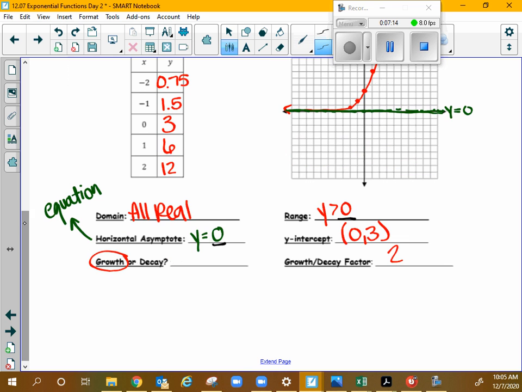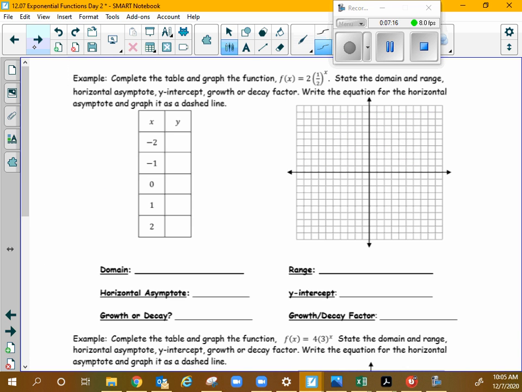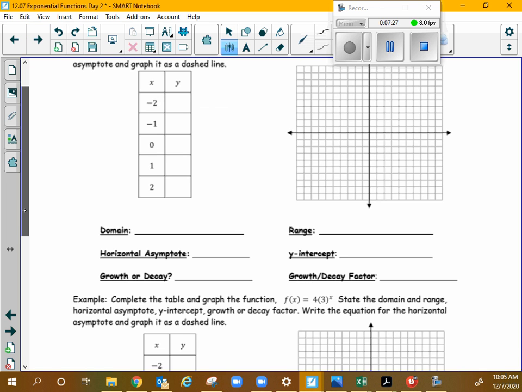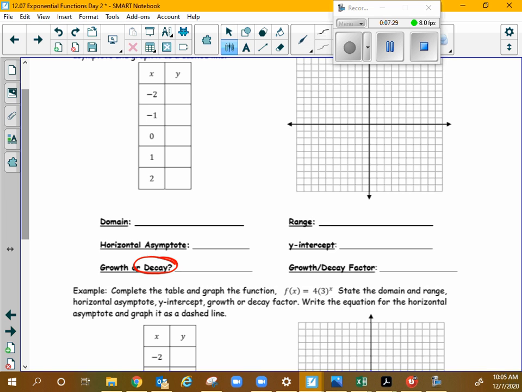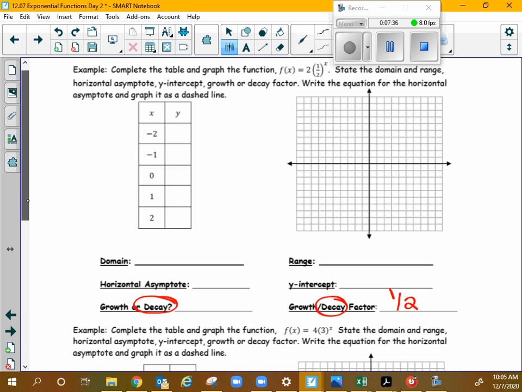Okay, let's look at another one. 2 times 1/2 to the power of x. What do we know just from the equation? Decay. What's the decay factor? Half. What else do we know? The y-intercept is 2. And y is less than 2. Well, let's wait on that for a second.